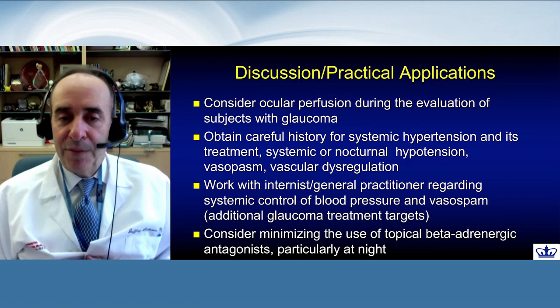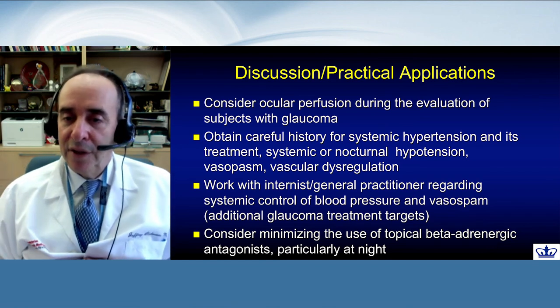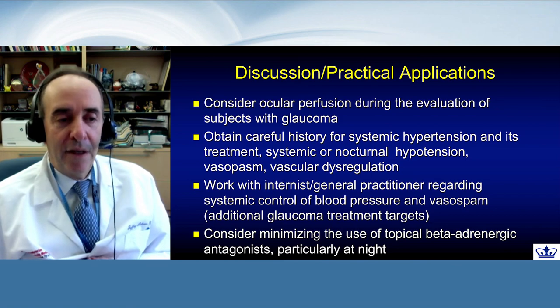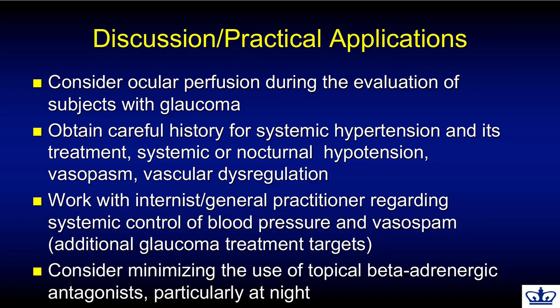So what does this mean for us practically? Well, I think we need to consider ocular perfusion during the evaluation of subjects with glaucoma. We need to carefully obtain a history of systemic hypertension and its treatment, systemic or nocturnal hypotension, vasospasm, and other forms of vascular dysregulation. We need to work with our internal medicine colleagues to take care of our patients. We also have to consider minimizing the use of vasoactive drugs, such as topical beta blockers, particularly in the evening.